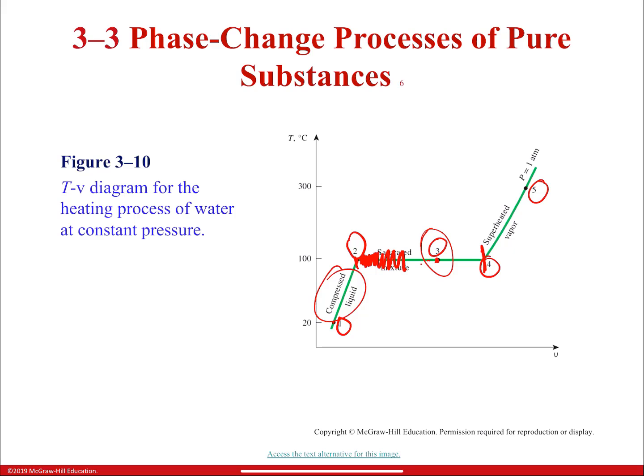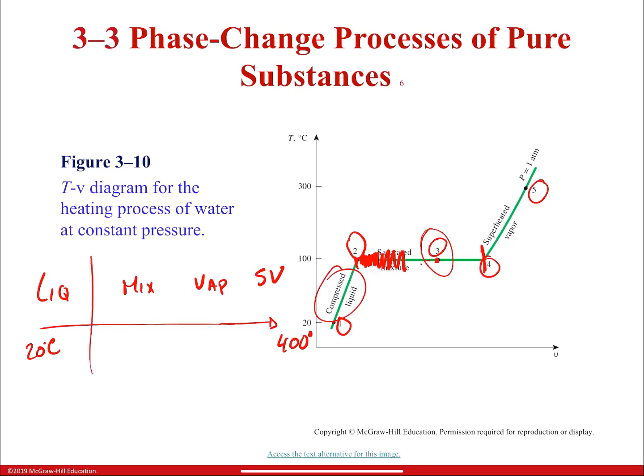So at first you have liquid, and then you have mixture, and then you have vapor, and then you have superheated vapor. Okay, and the temperature goes like this, from 20 Celsius to, let's say, 400. So basically at first we have everything in liquid, and the temperature keeps rising until it reaches, I think it's 100 Celsius. At 100 Celsius we have mixture, that is probably some percentage vapor and some percentage it's going to be liquid.